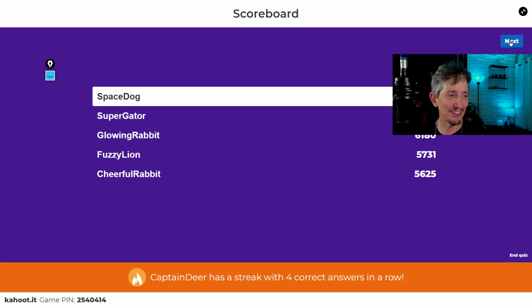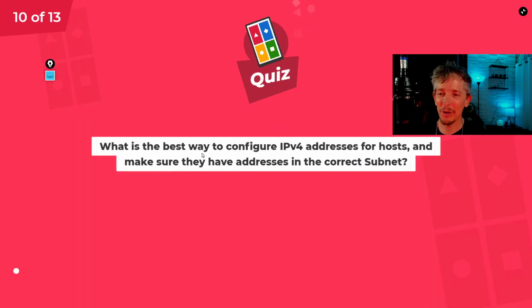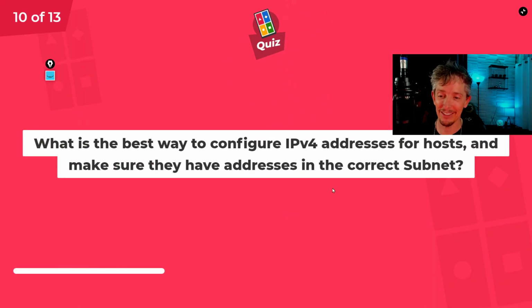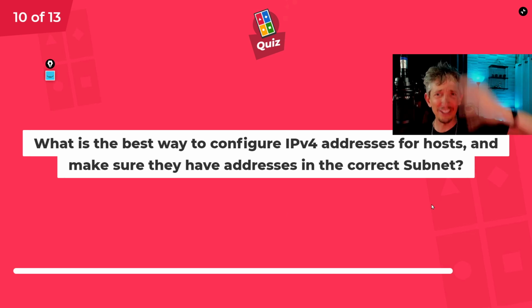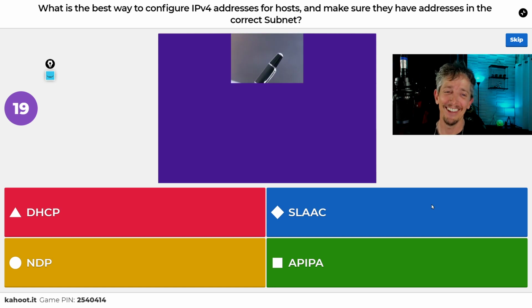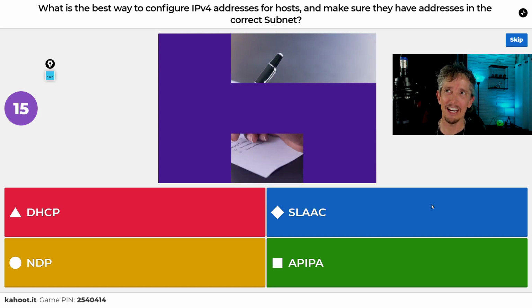Okay, climbing the scoreboard. Here we go. Question 10 of 13. We are almost done, my friends. What is the best way to configure IPv4 addresses for hosts and make sure they have addresses in the right subnet? What is the best way? And the key word here is IPv4.